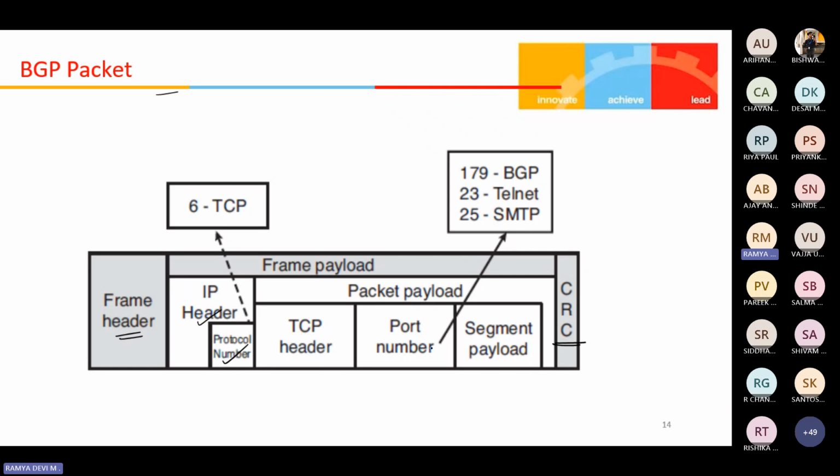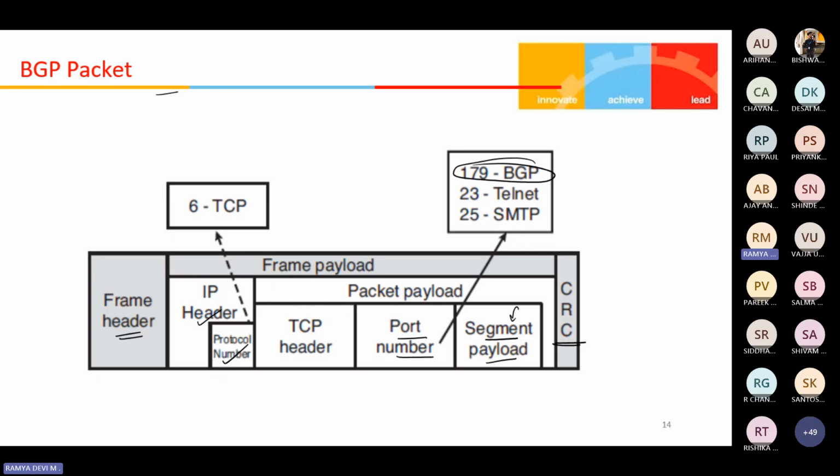And you have a port number. The port number identifies the applications. So what is the port number for PGP? It is 179. For Telnet, it is 23; SMTP, it is 25. In the previous slide itself, I've told you for PGP, it is 179. Together with that, you have the PGP data, which will be placed inside the segment payload. It contains the PGP messages. There are 4 types of message: open, update, keep alive, notification. All that information will be here.